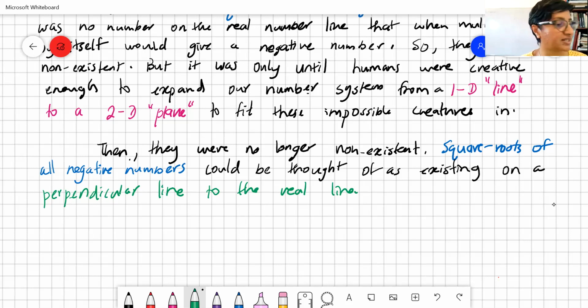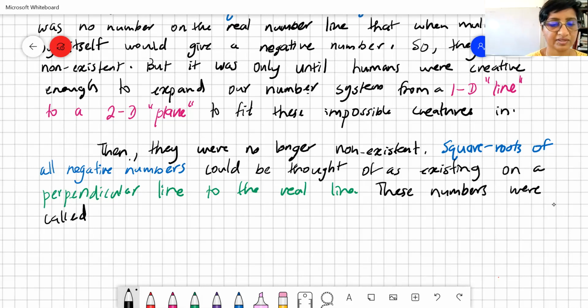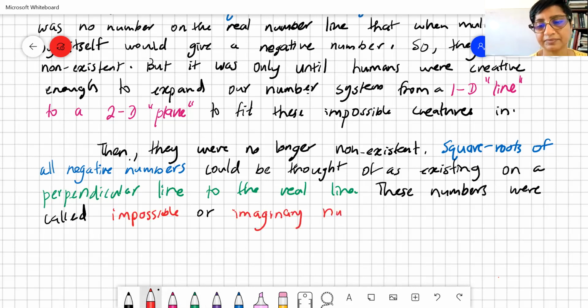Existing on a perpendicular line to the real line. These numbers were called impossible or imaginary. Impossible in red. There is nothing impossible about it. They are very possible, but impossible or imaginary numbers.